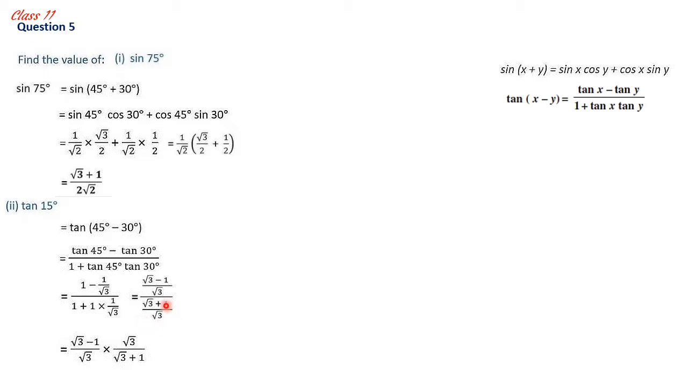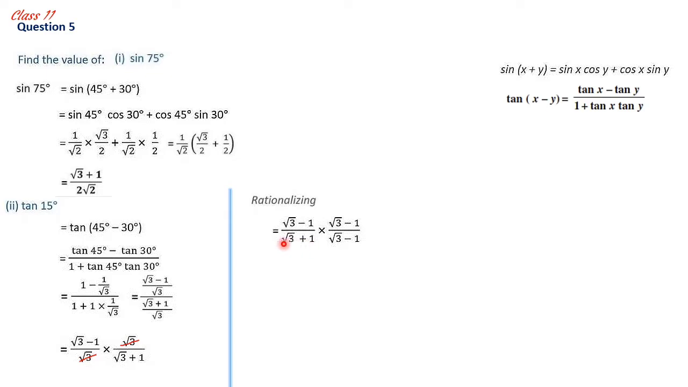Denominator is root 3 plus 1 by root 3. When you multiply it, take the reciprocal and multiply. Here when you check, root 3 is common, so you can cancel root 3 and root 3, and root 3 minus 1 by root 3 plus 1 is the answer. But when you check the denominator, it is in irrational form, so we have to rationalize. So rationalization, we know that root 3 minus 1 by root 3 plus 1 is our answer.